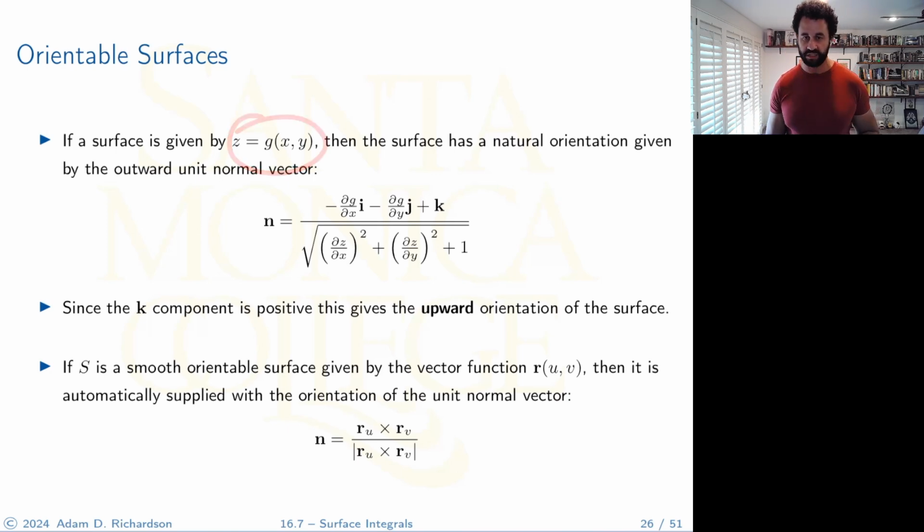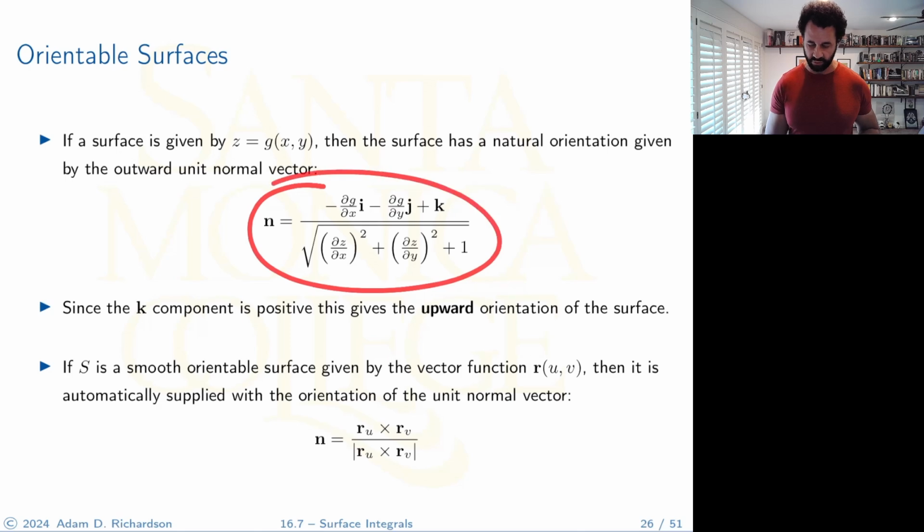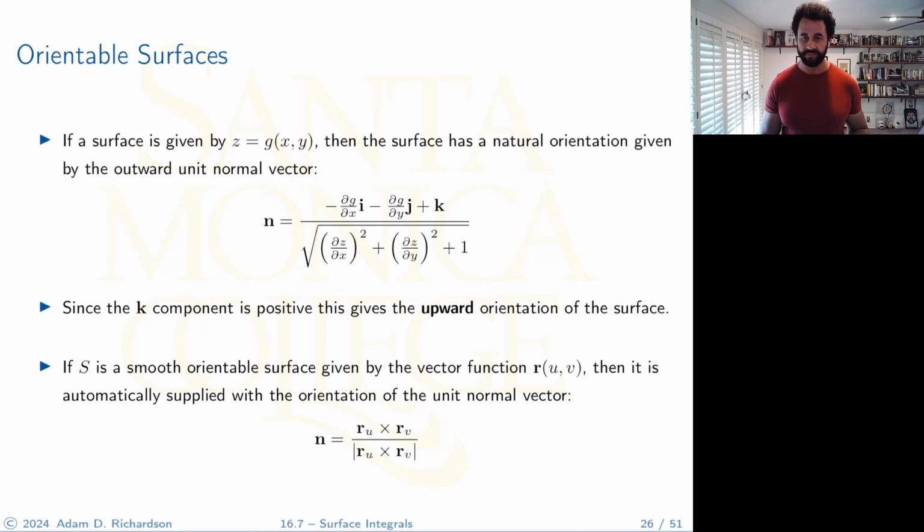Yes, and since the k component here is positive, that's what's giving us the upward orientation of the surface. So again, we're talking about surfaces in terms of x and y. Up is what you would imagine. Up is in the positive z direction, and that's what this is giving right here. All right. Now, if S is just a smooth orientable surface given by some vector function, then it's automatically supplied with the orientation of the unit normal vector given by this. So again, this is the normal vector. Dividing it by its length gives you a unit normal vector n. So this is like the general formula. This is the specific formula for functions of x and y. That's the basic idea.